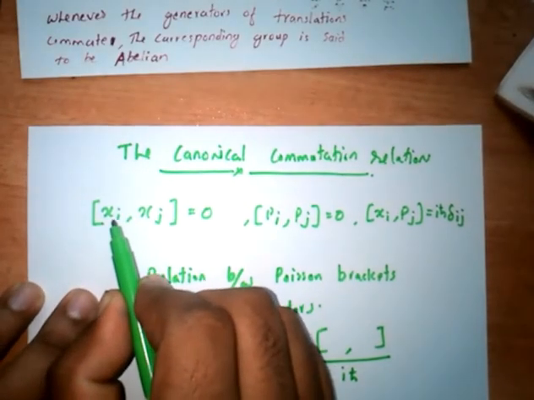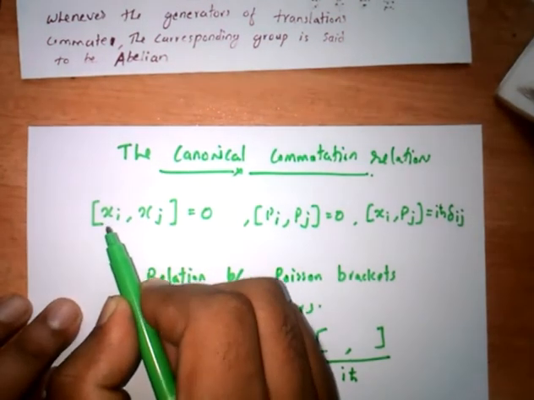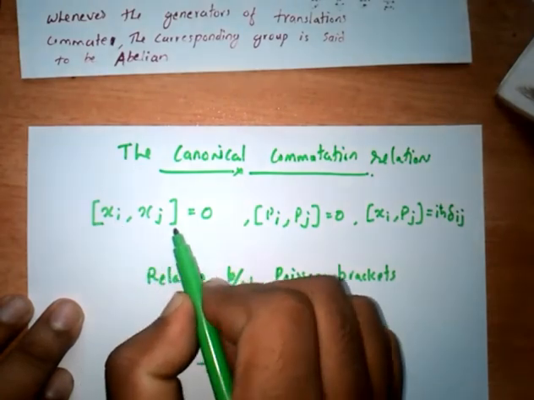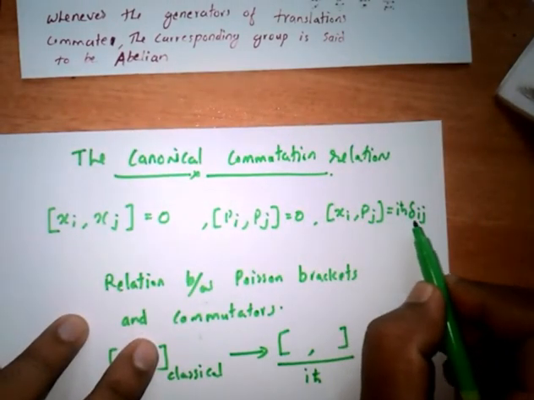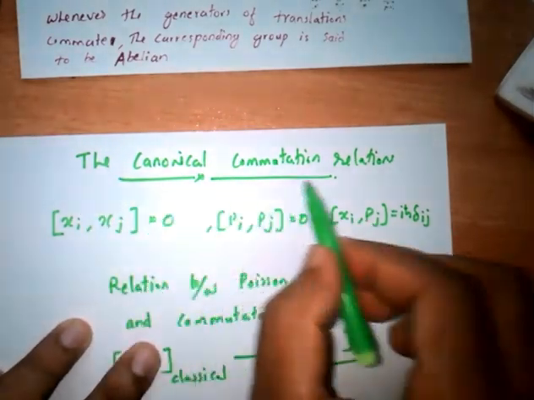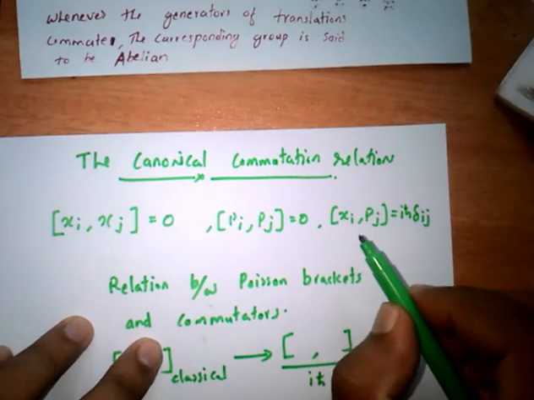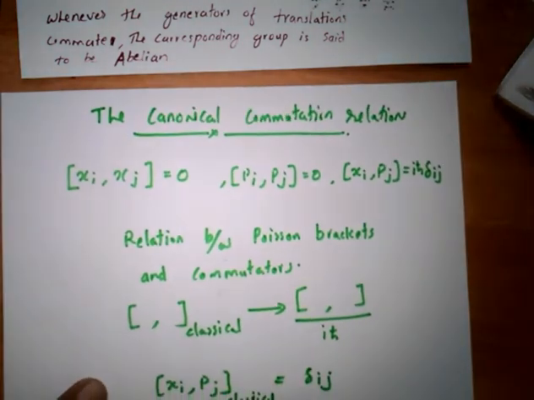Finally, we deduce the commutator relations: xi xj equal to 0, pi pj equal to 0, xi pj equal to i h cross delta ij. These are known as the canonical commutation relations or fundamental commutation relations.